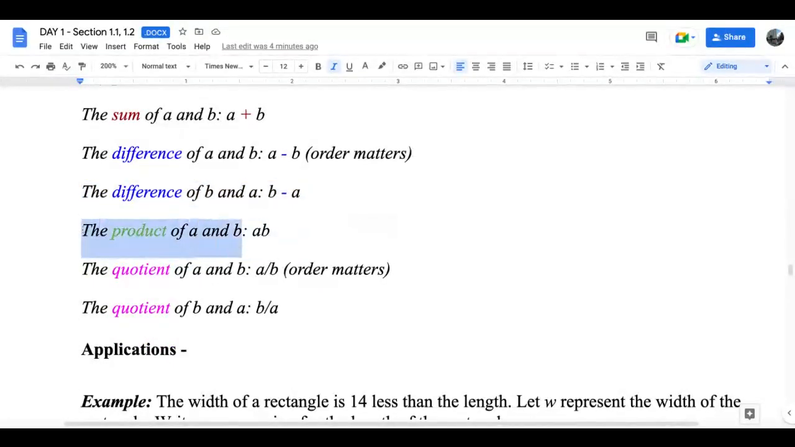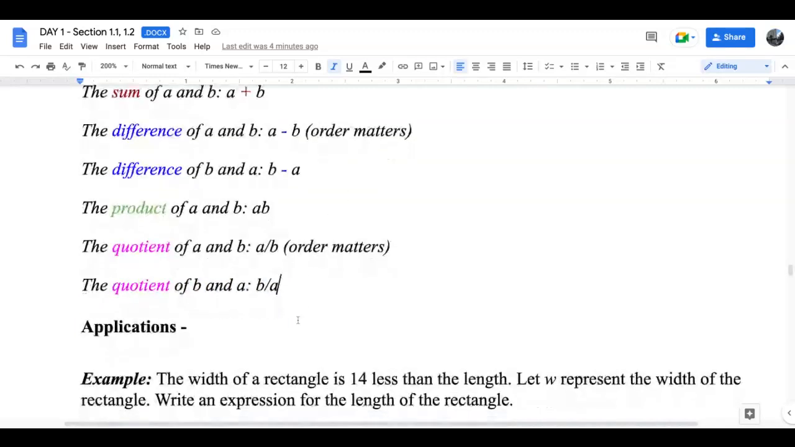The product of A and B is A multiplied by B. Right. For the product, the order doesn't matter. A times B equals B times A. The quotient of A and B, right? Quotient, order matters now. That's A divided by B. The quotient of B and A, that's B divided by A. So for subtraction and division, order matters.